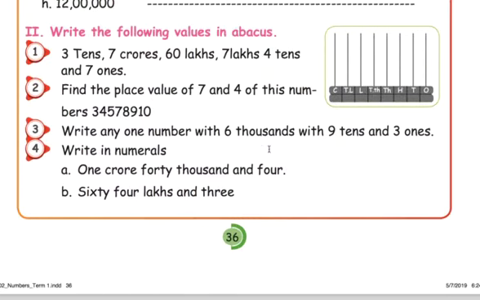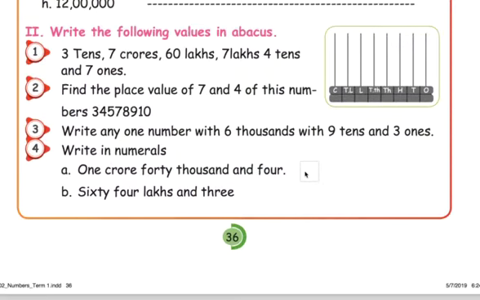Write any one number with 6,000 with 9 tens and 3 ones. Write in numerals. Okay, this I can do. Those placing of those things you do on your own.